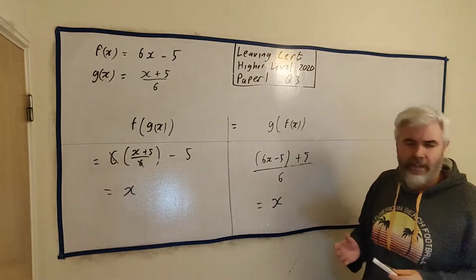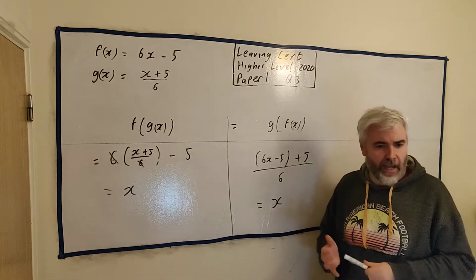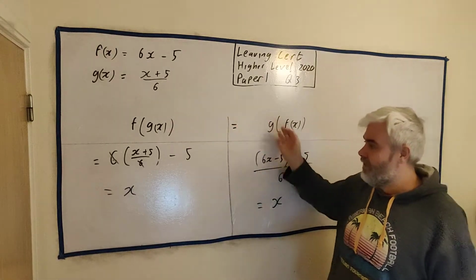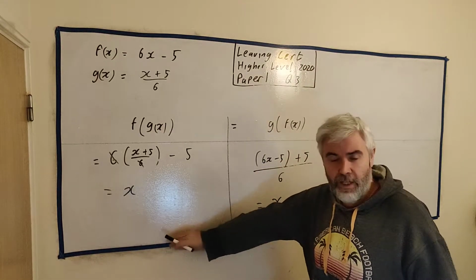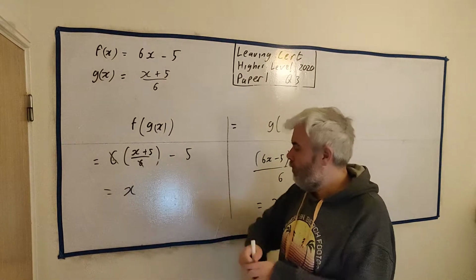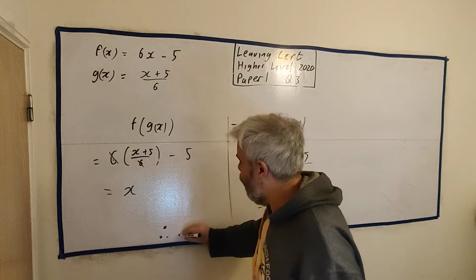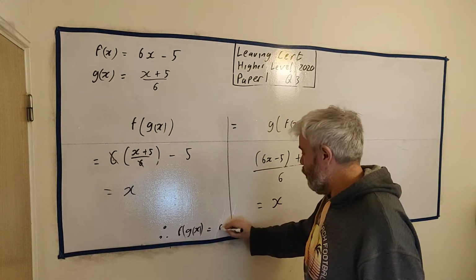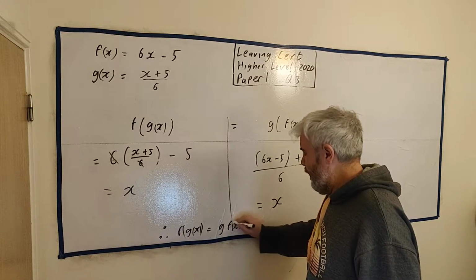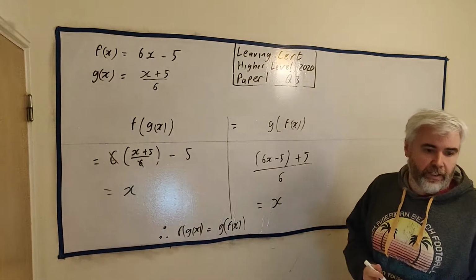Now something else interesting. Well, let's finish answering the question. They've asked to investigate if this is equal to this. Write a conclusion: therefore, f of g(x) is equal to g of f(x). That's all you need to write.